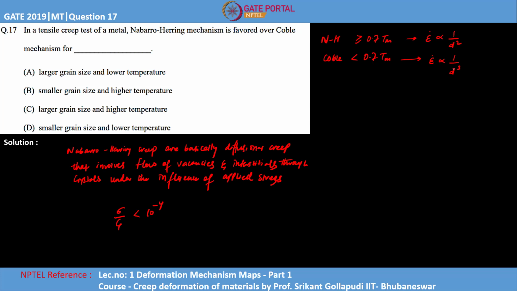In this problem it is asking when the Nabarro-Herring creep mechanism is favored over Coble creep. So generally in both cases, if you decrease the grain diameter, the creep rate will increase, but the effect of grain diameter will be more observed in Coble creep. So in other words, to favor Nabarro-Herring creep, the grain size should be larger, as asked in the problem. So larger grain size.